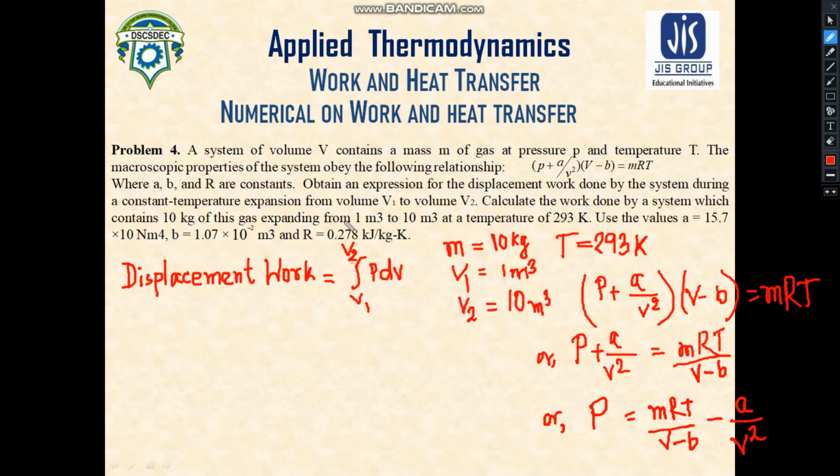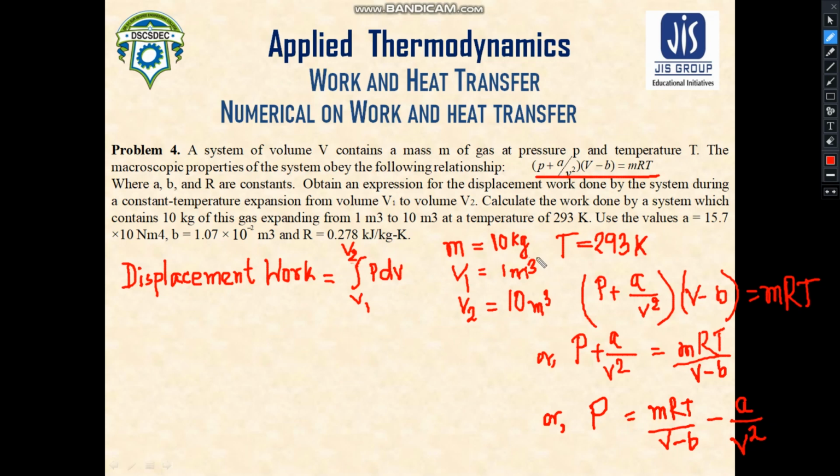Obtain an expression for the displacement work done by the system during a constant temperature expansion from volume V1 to volume V2. Calculate the work done by a system which contains 10 kg of this gas expanding from 1 meter cube to 10 meter cube at a temperature of 293 Kelvin. Use the values of A equal to, and the values are given here. As you can see, the gas is following this equation. Okay, so this is the primary equation which is available to us.